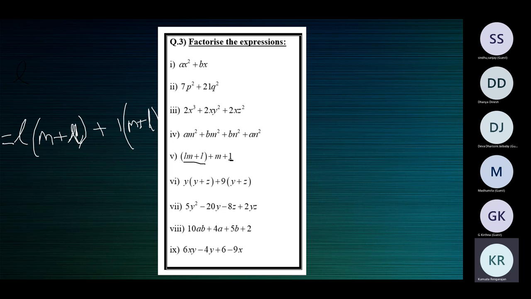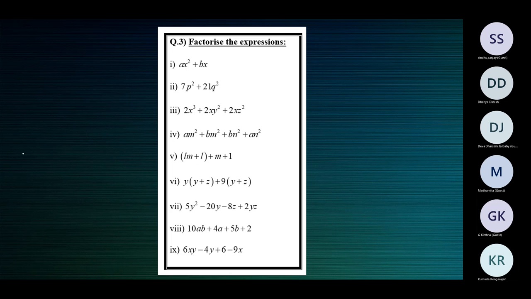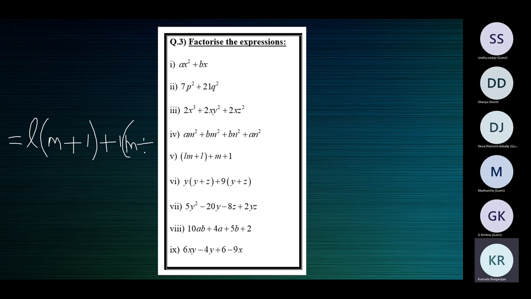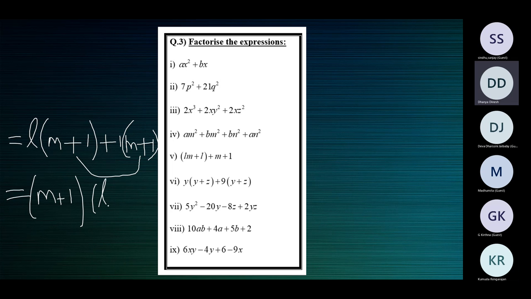Between the first two terms, l is common. One minute, children, I'll just erase it and do it again. L is common between the first two terms, children. So l into m is lm, plus l into 1 is l. Between the third and the fourth term, 1 is common. M plus 1. Now, these two brackets: m plus 1 is common, ma'am. Into l plus 1, ma'am. Very good.